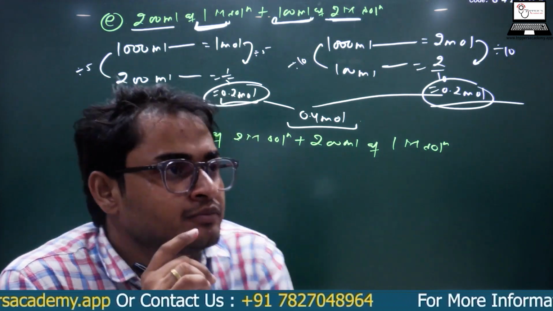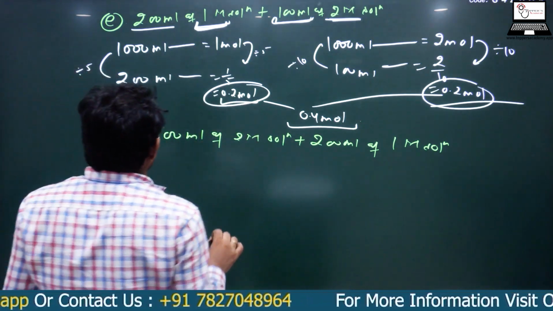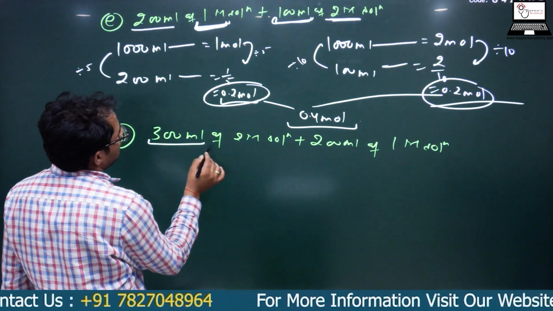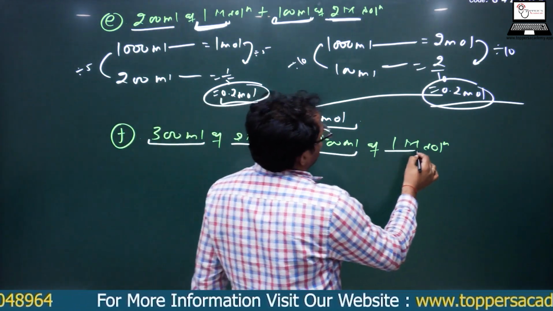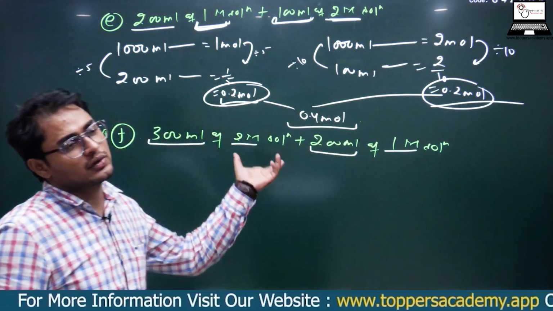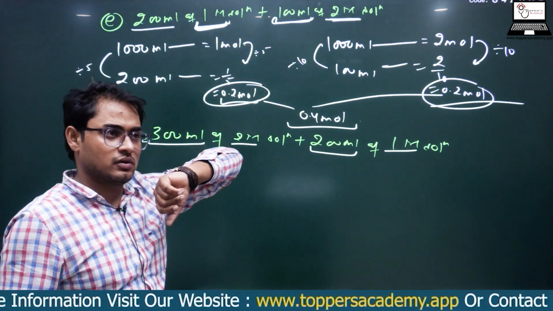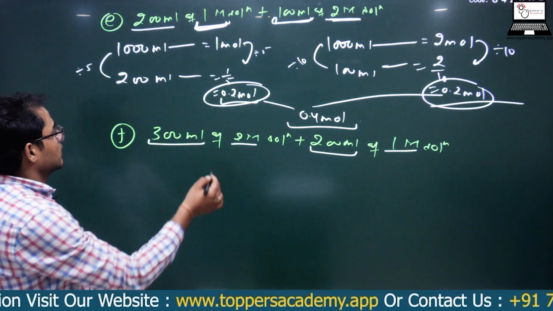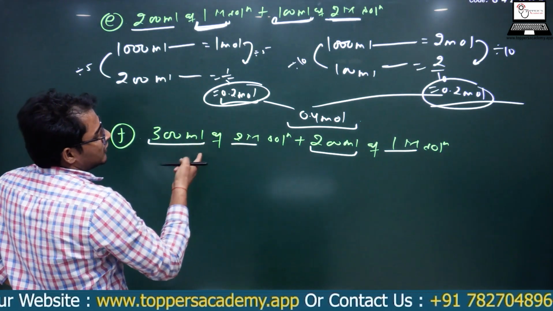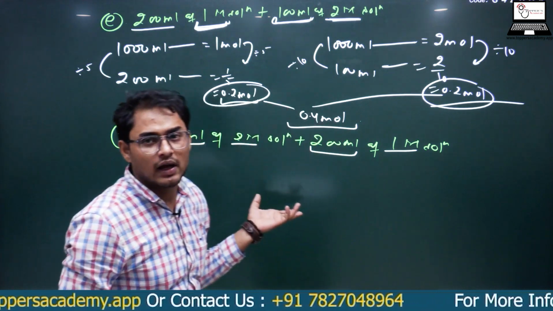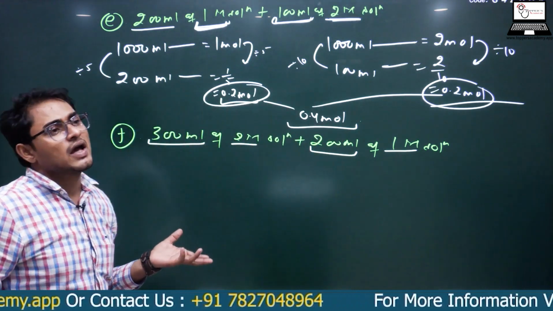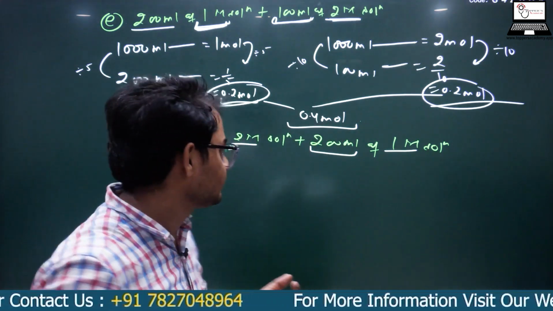Is it equal? Now my dear friends, see, 300 ml of 2 capital M solution and 200 ml of 1 capital M solution, and these both solutions have been mixed. Now please see, I will calculate the moles of solute in the first solution and the moles of solute present in the second solution. I will add the moles of solute in both cases and I will get the right answer.